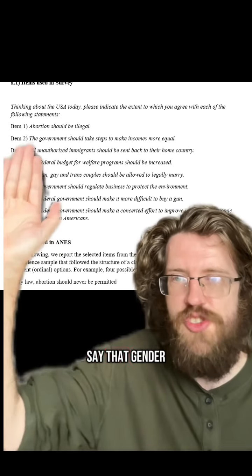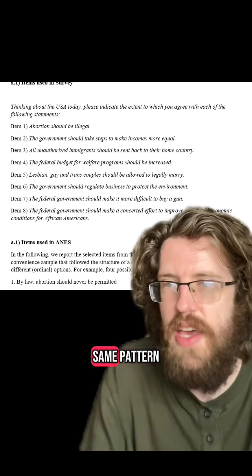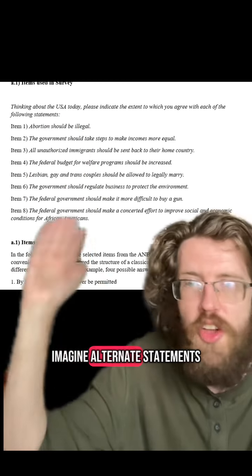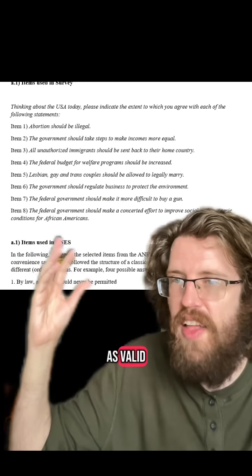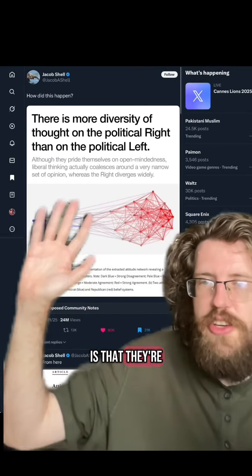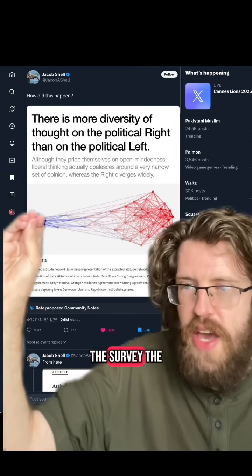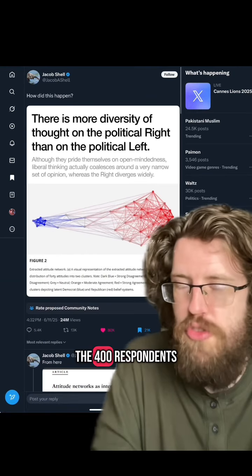Or we could say that gender is entirely a social construct. I think that would have the same pattern. Again, you could imagine alternate statements that are just as valid that would produce a different graph. Another problem here is that they're using the wrong figure to make this statement. This comes from the survey the authors did with the 400 respondents.